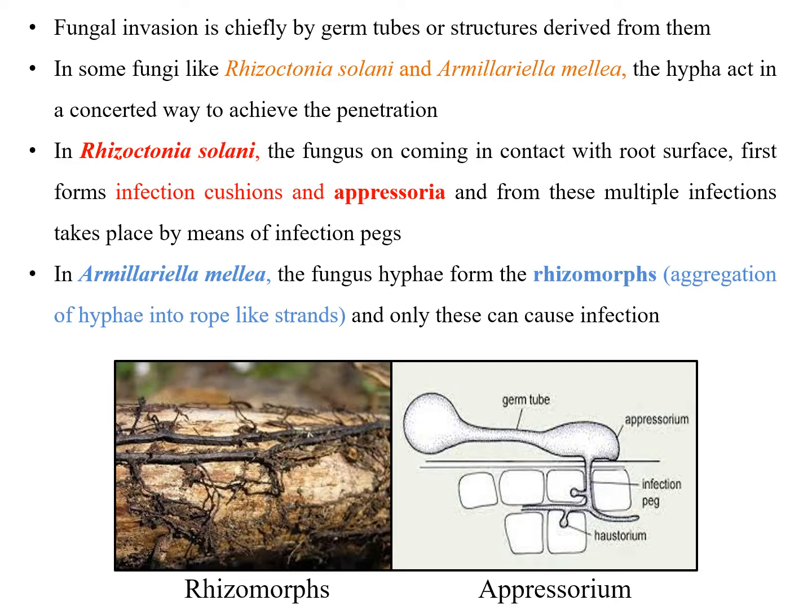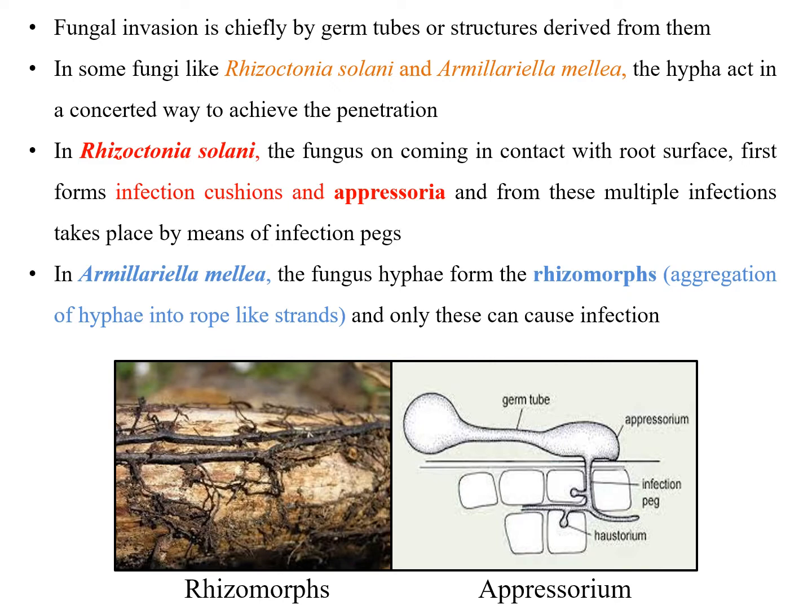Fungal invasion is chiefly by the germ tube or structures derived from it; these structures help in penetration of the particular host plant. If you take some fungi like Rhizoctonia solani and Armillaria mellea, the hyphae can act in a concentrated way to achieve the penetration.